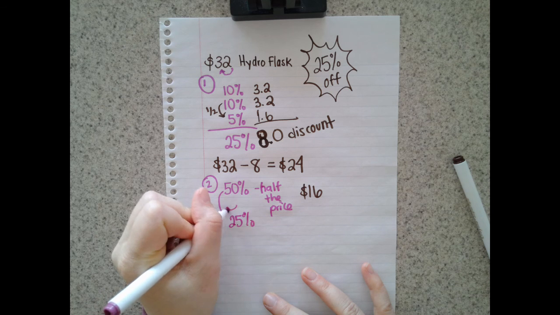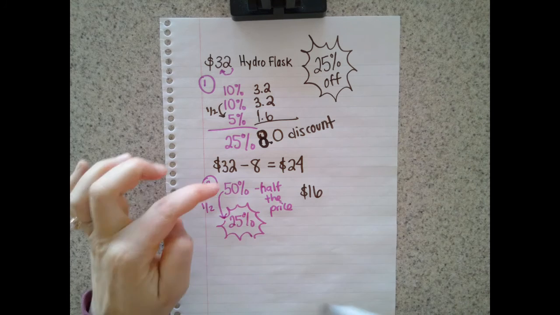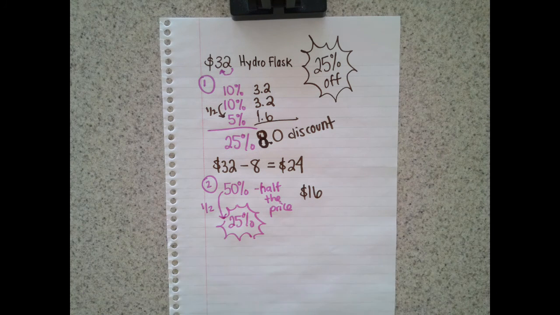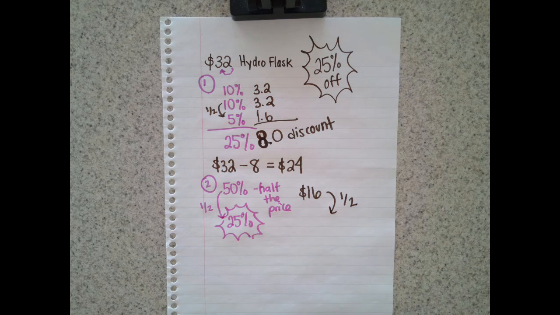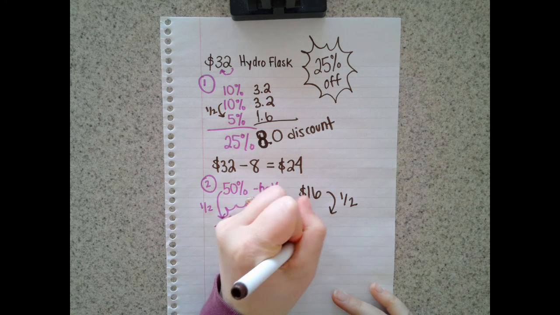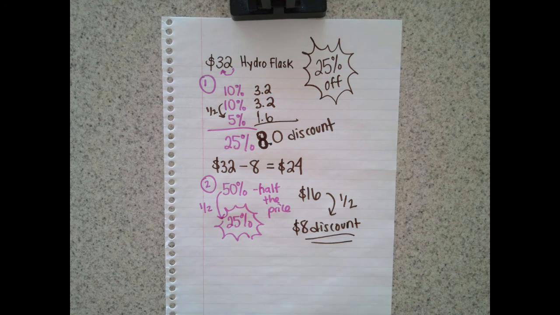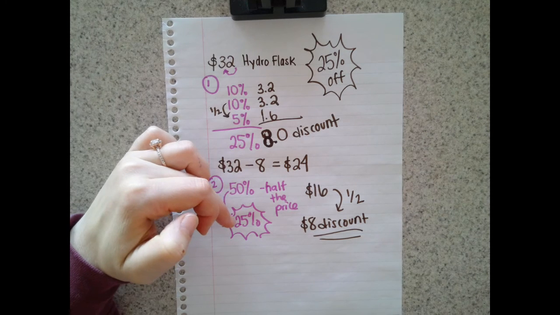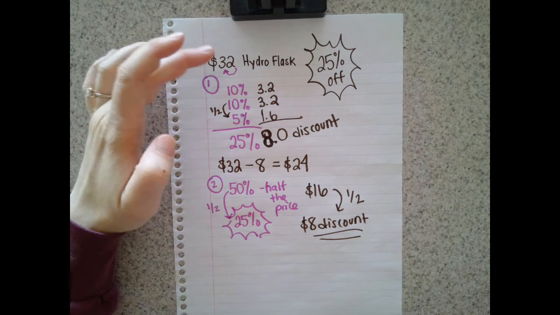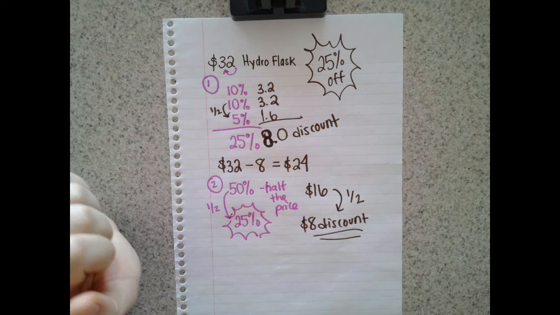This is what we're trying to figure out. 50 cut in half is 25. 16 cut in half will give us our answer. Half of 16 is $8 discount. Okay, so a lot of people, when they see 25% off, they cut the price in half twice. Cutting the price in half the first time gives you 16 bucks. Cutting it in half a second time will give you an $8 discount.